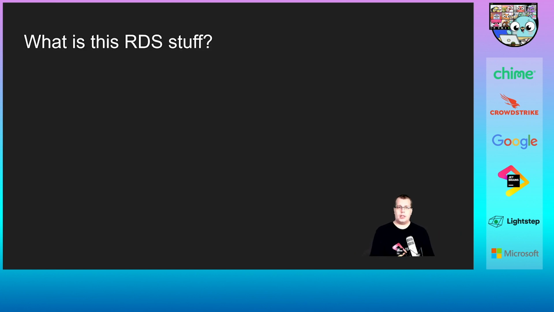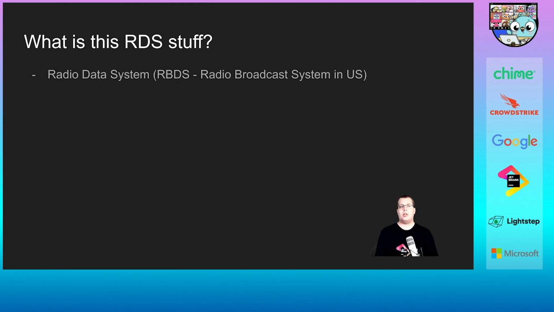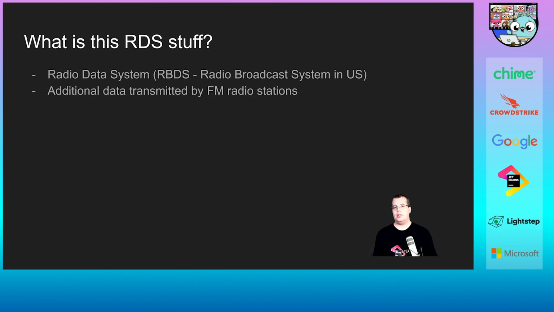Okay, so what's this RDS stuff, you may ask? Well, you probably are familiar with RDS or Radio Data System. As it's called in the US, it's called RBDS or Radio Broadcast Data System. It's used to send additional data over the radio. It's used by FM radio stations mainly.